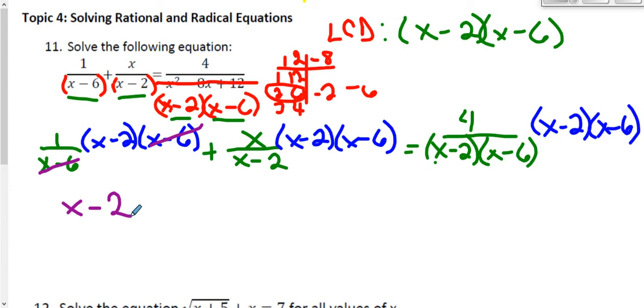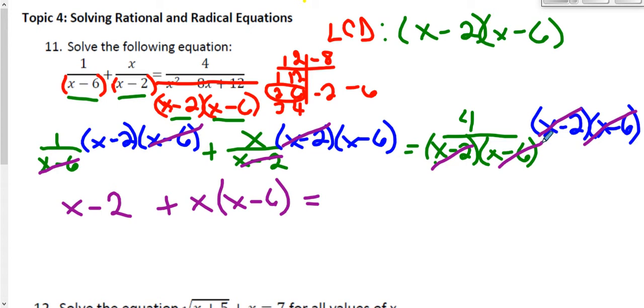All right, in the next part, plus, I'm going to go ahead and cancel the x minus 2 from the top with the x minus 2 from the bottom. So now all that's left is x times x minus 6. And on the other side of the equal sign here, the x minus 2's will cancel, and the x minus 6's will cancel, which means all that's left over here is just the number 4. And now we're going to be ready to try and solve this.